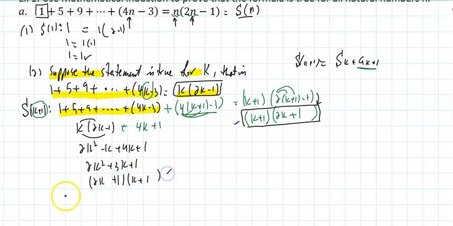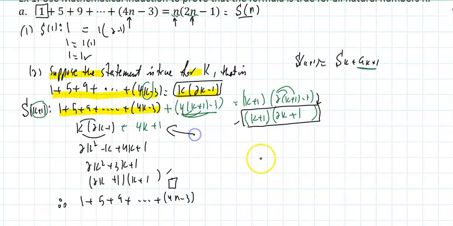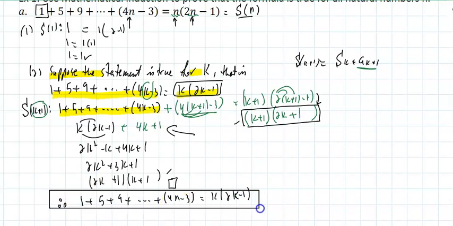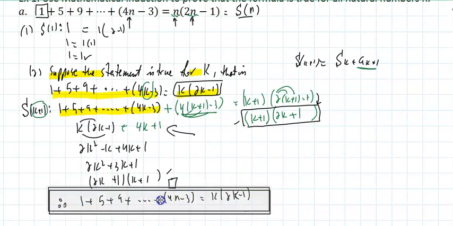Once you get the right side, you put this symbol, and you say, therefore, and you restate the original statement. Now, be careful. You can't use n in place of k up there. It has to be k. And this is your first official proof that you do. That's your conclusion. You always restate the original conclusion.